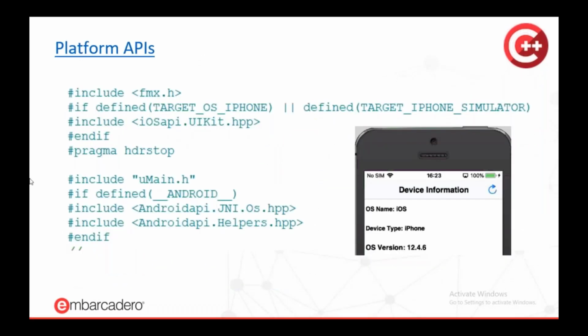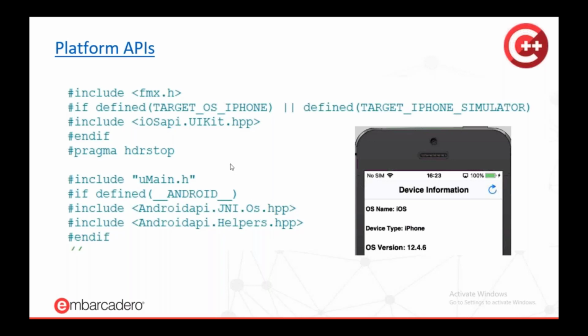Next, for this last section, we're going to take a look at how to use C++ Builder with platform APIs. Specifically, we're going to look at how to use the iOS APIs to obtain the Apple operating system name, the device type, and the OS version from an iOS 64-bit device. Some folks refer to this as being able to touch the metal of the device, meaning having access to the low-level APIs of the device.